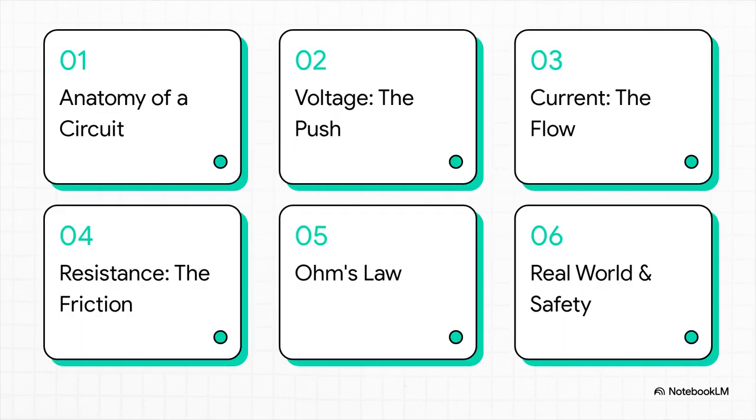All right, here's the game plan. We'll start with the basic playground for electricity, the circuit itself. Then we'll meet our 3 main characters: voltage, current, and resistance. After that, we'll see how they all link up with one beautiful formula. And then we'll wrap it up by looking at the real world and how to stay safe.